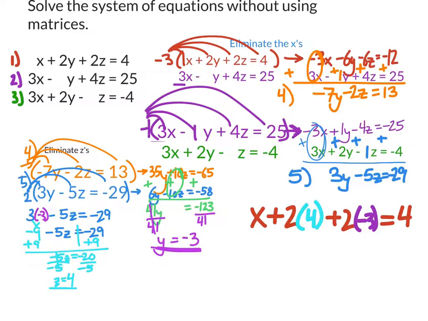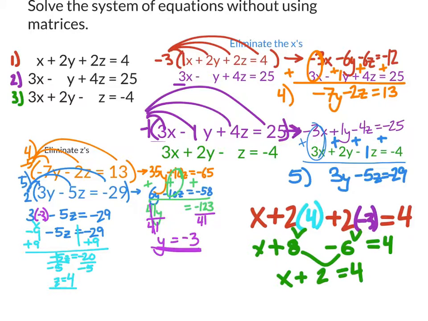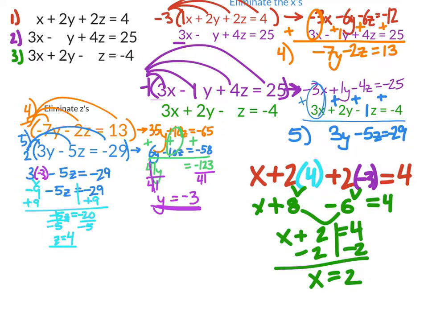And from here it's just like solving a regular equation. I guess I'll do this one in green. 2 times 4 is 8. 2 times negative 3 is going to be negative 6. I'm just going to make that minus 6. So I got x plus 8 minus 6 equals 4. Combining these two, I got 2. So x plus 2 now equals 4. I'll have to subtract 2 from both sides of this equation. And this shows that x equals 2.